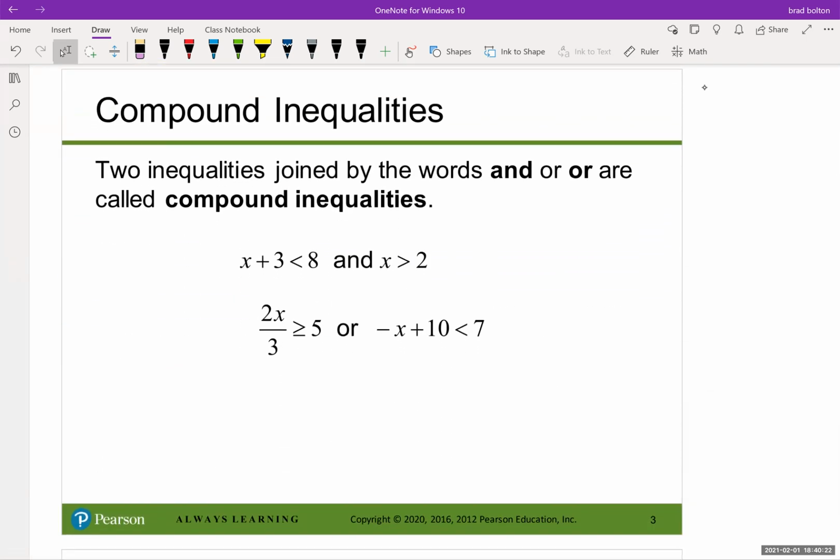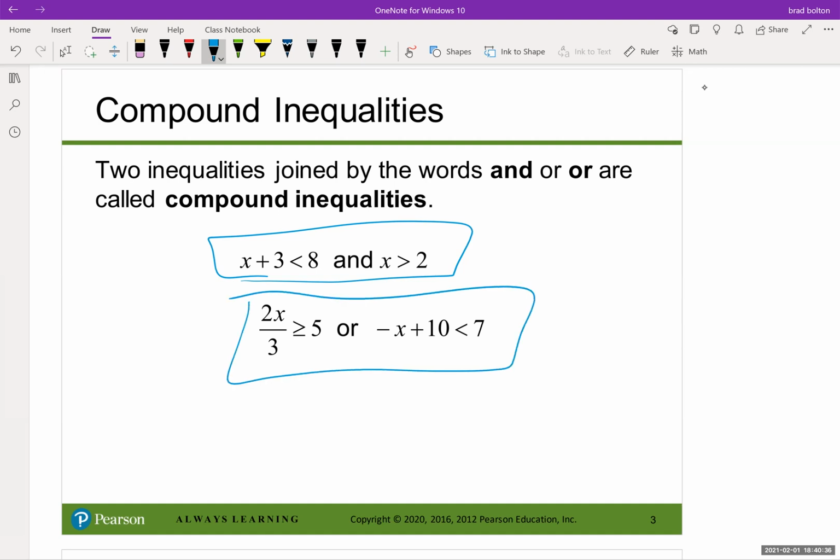So compound inequalities are two inequalities joined by the words "and" or "or." So you have this set right here: x + 3 < 8 and x > 2. And here's another way it could be written, a different type of compound inequality with an "or" statement: 2x/3 ≥ 5 or -x + 10 < 7. So both of these are compound inequalities.